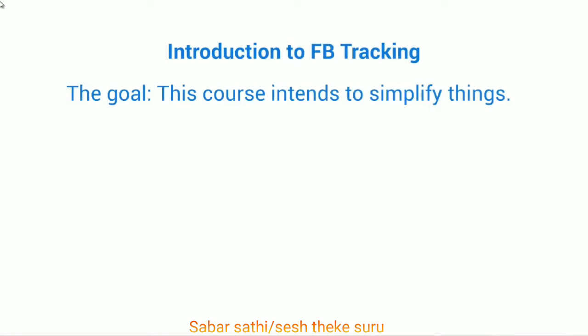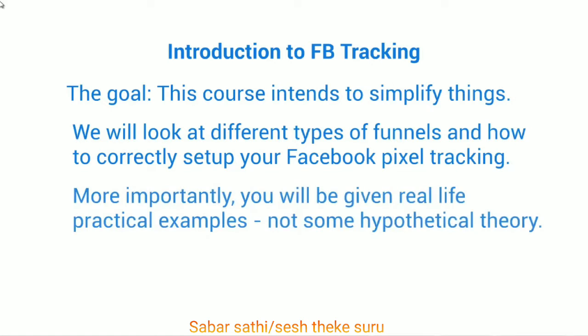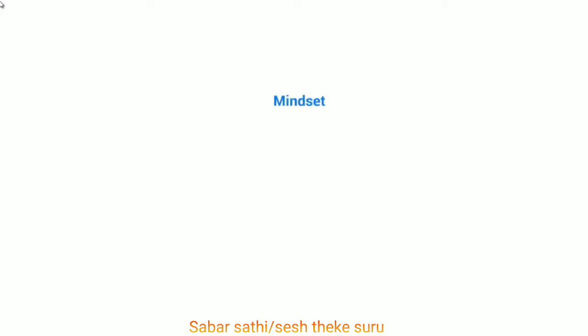So the goal of this course is to really simplify things so that Facebook ads and Facebook tracking doesn't seem that complex. In this video course, we're going to look at different types of funnels and how to correctly set up your Facebook pixel tracking. And more importantly, this is not some hypothetical theory. You're going to be given some real life practical examples. We're going to take a look at different types of funnels and where you should add your code and all of that. So don't worry, we'll show you step by step.